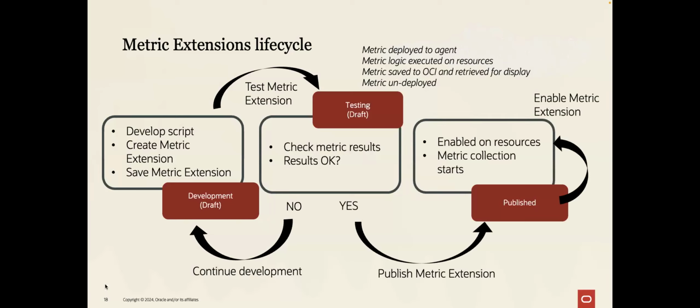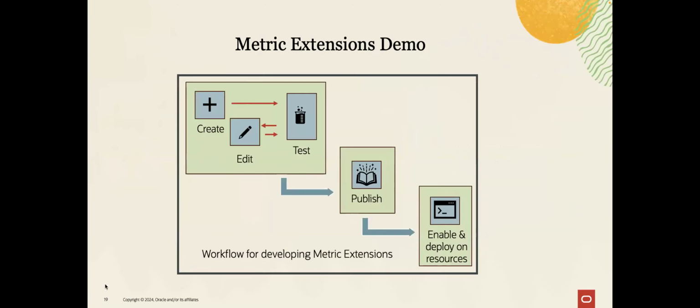When enabling the metric extension on a resource, the metric extension will be pushed to the management agent and immediately begin collecting metric data. Stack monitoring will then automatically show that metric extension chart on all the resource home pages that the alarm has been configured on. So let's see a demonstration on how this is done.